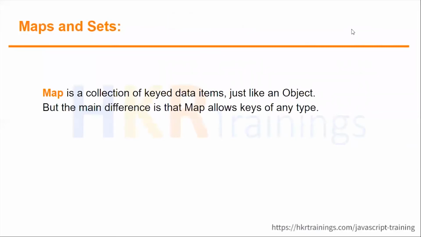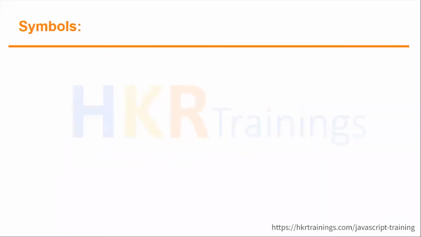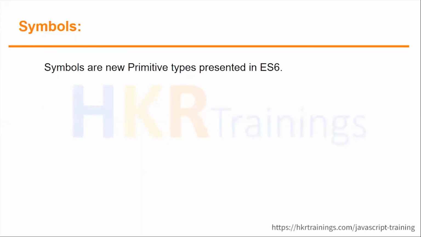That is how we use this map and set function. So let me recall the same thing. Map is a keyword which can allow any type, whereas set is a keyword which can occur only one time. So the occurrence of set will be only one time, whereas map will be many times. So that is regarding maps and sets. Now let's go to symbols.